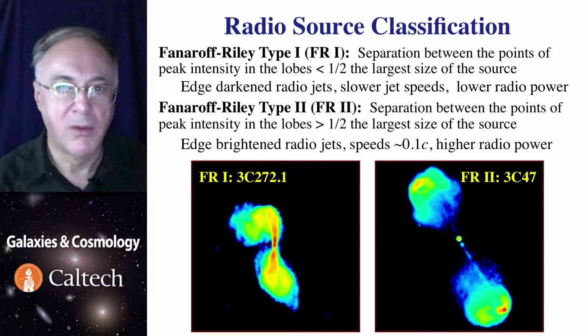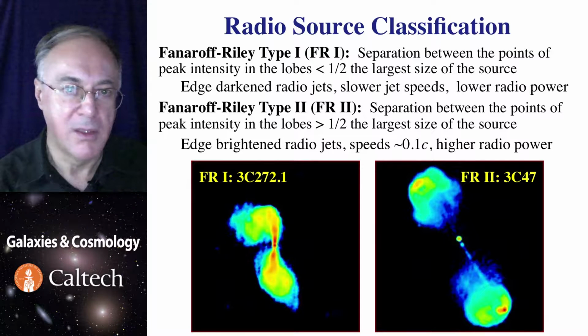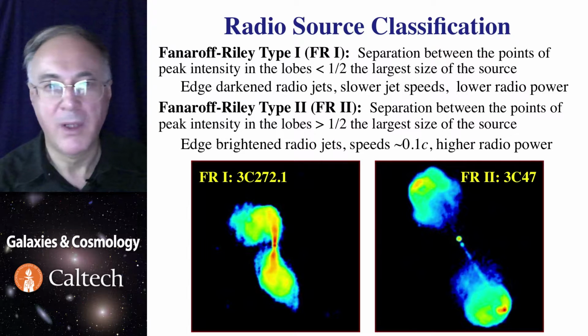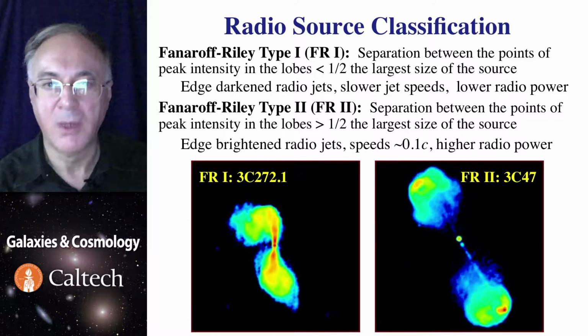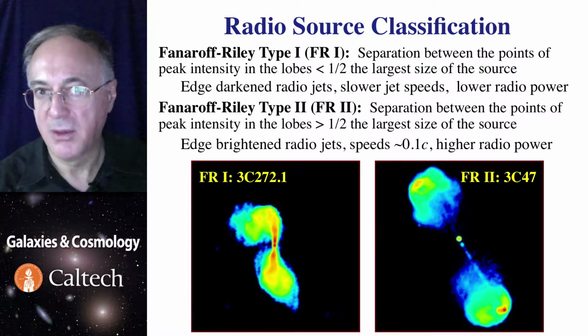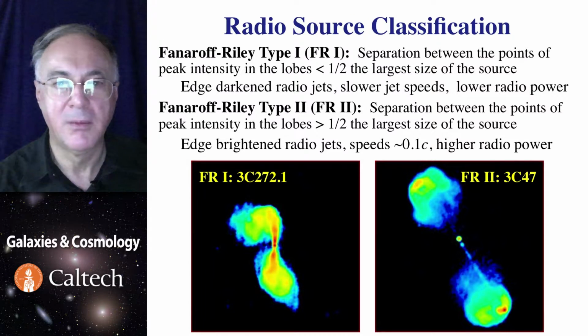They do correspond to physically distinct states. FR1 types are probably younger radio sources. They're just beginning to pump the radio lobes. On the other hand, they can be also older, but they couldn't develop radio lobes because of their environment.